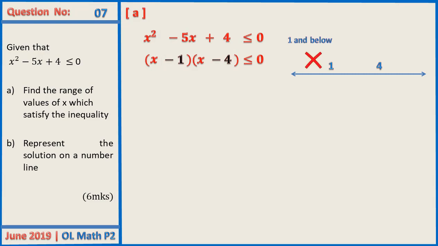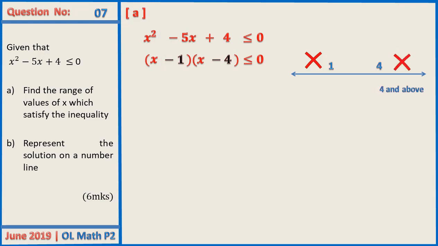So let us test below 1. Let us take, for example, 0, a number that is less than 1. If you put 0 in that inequality, you have 0 minus 1, which is minus 1, times 0 minus 4. That gives us minus 1 times minus 4, which gives us 4. And 4 is not less than 0. So the region below 1 is wrong.